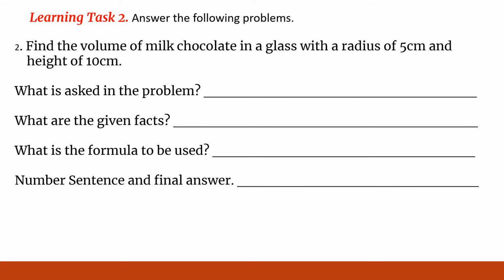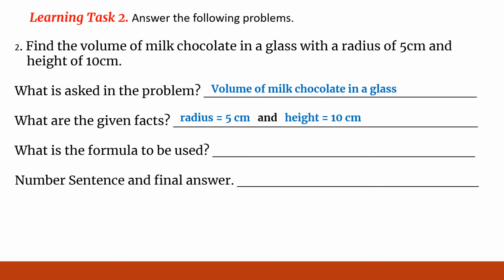Find the volume of milk chocolate in a glass with a radius of 5 centimeters and height of 10 centimeters. What is asked in the problem? Ang sagot, volume of milk chocolate in a glass. What are the given facts? Well, radius is 5 centimeters and height is 10 centimeters. What is the formula to be used? V equals pi r squared h. Bakit? Kasi yung glass looks like a cylinder. Kaya ito ang ginamit nating formula.